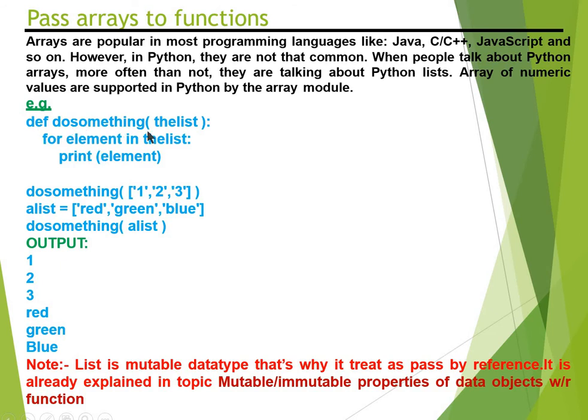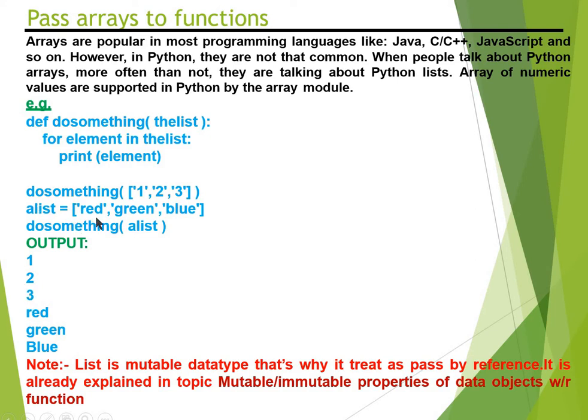The name of the function is do_something(list): for element in the list, print element. Come to the main program: do_something, passing a list. You are passing a list like an array, right? 1, 2, 3. When you call the function, the control goes here. What is inside the function? The list means it will pass 1, 2, 3. For element in the list, print element. That means it will print 1, 2 and 3, right?